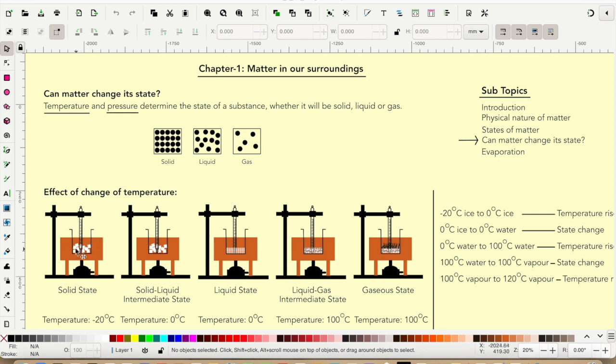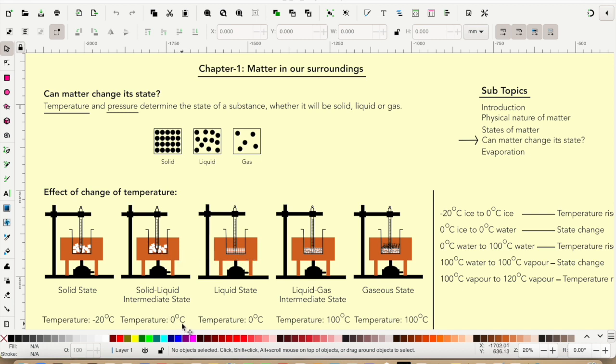Take some ice cubes in a beaker and put a thermometer in it to measure the temperature. Start heating the beaker with the help of a Bunsen burner. In the beginning, temperature of ice was minus 20 degrees centigrade. Slowly the temperature of ice rises to 0 degrees centigrade, which is its melting point. It means ice will start melting now.